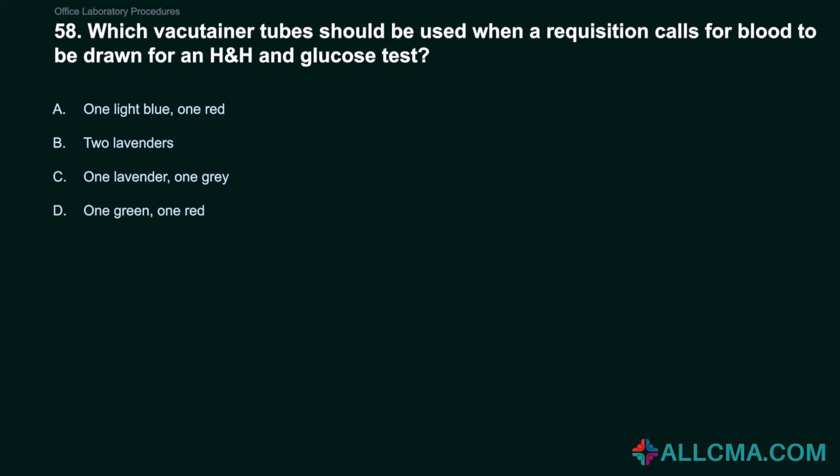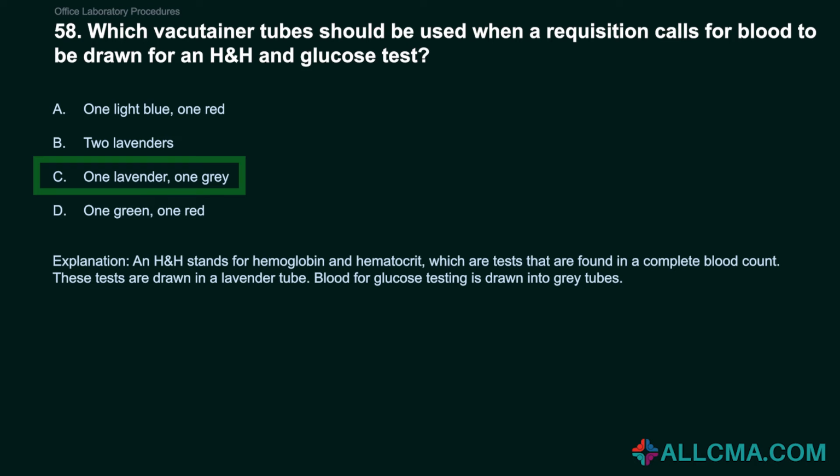58. Which vacutainer tubes should be used when a requisition calls for blood to be drawn for an H and H, and glucose test? A. 1 light blue, 1 red. B. 2 lavenders. C. 1 lavender, 1 gray. D. 1 green, 1 red. Correct answer, C. 1 lavender, 1 gray. An H and H, H stands for hemoglobin and hematocrit, which are tests that are found in a complete blood count. These tests are drawn in a lavender tube. Blood for glucose testing is drawn into gray tubes.